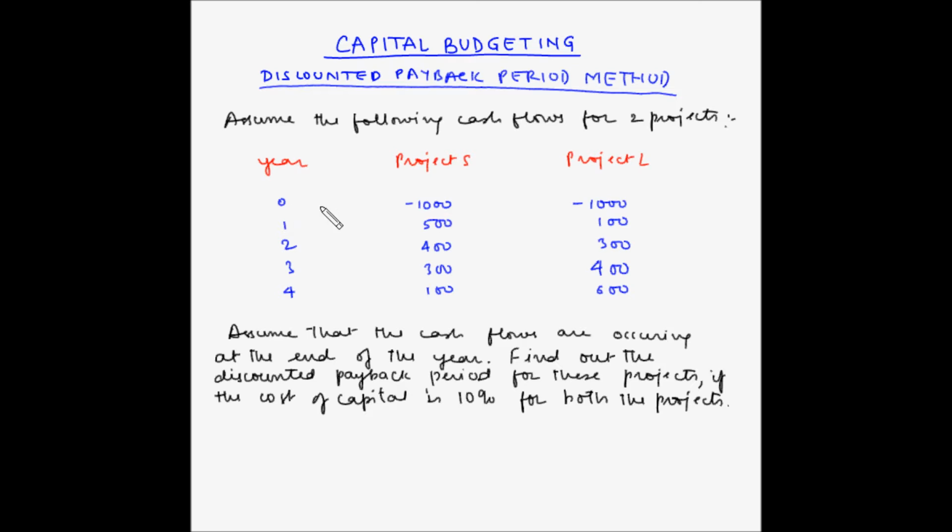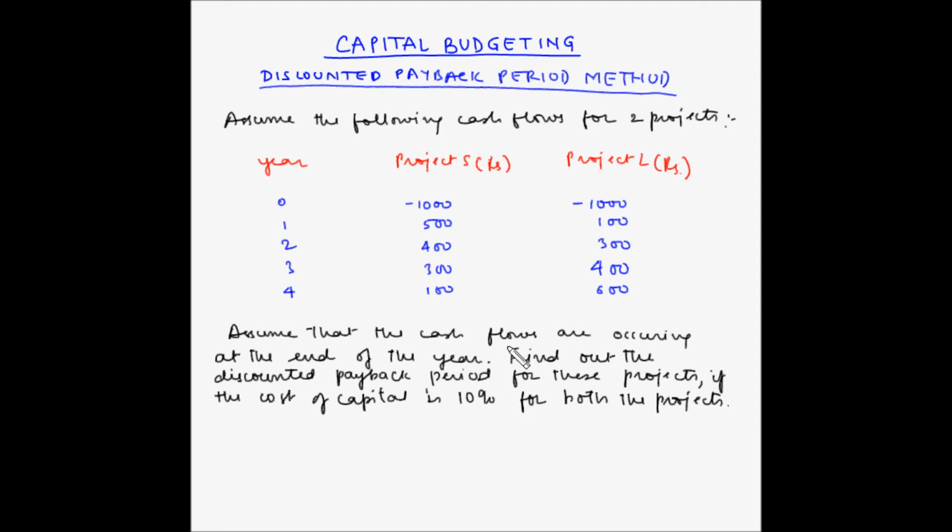So today, or at the beginning of the tenure, the investment outlay for project S is 1000 rupees. So these are all in rupees. And similarly for project L, the initial investment outlay is 1000 rupees as well. And then at the end of year 1, project S gives a cash inflow of 500 rupees, whereas project L gives a cash inflow of 100 rupees, and so on.